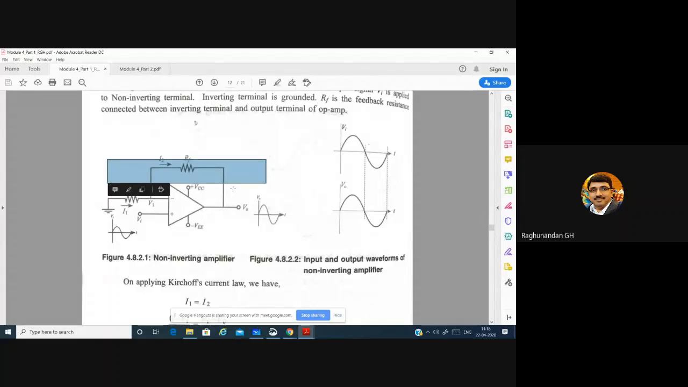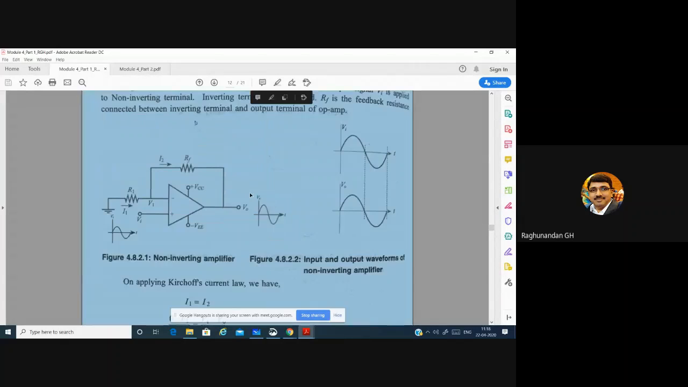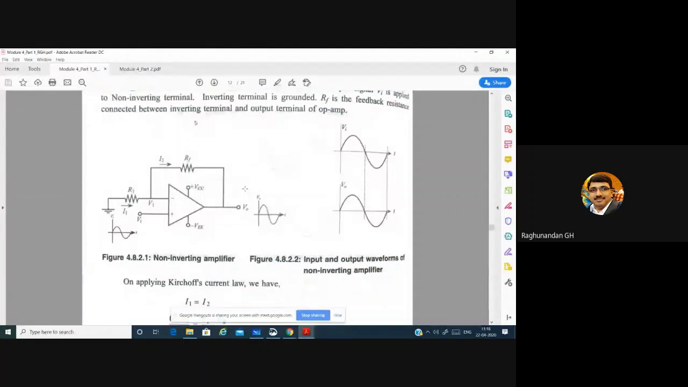So in order to reduce that and adjust the gain for our applications, what we do is give feedback. Here again, there are two ways of giving feedback. Feedback means connecting the output to the input through a resistor or capacitor. Just connecting the output to the input, that is feedback.